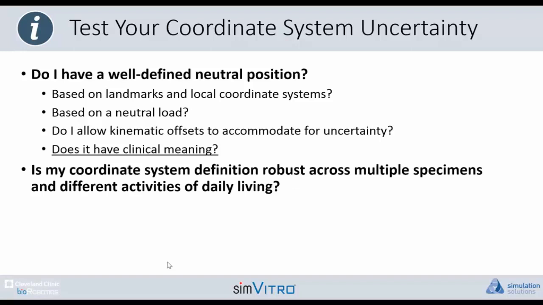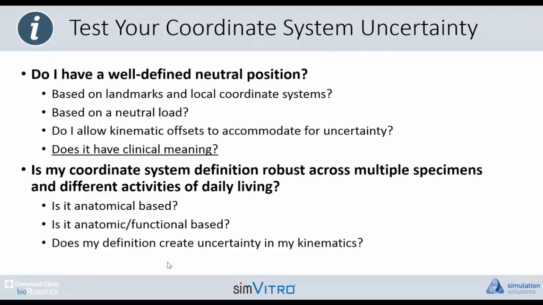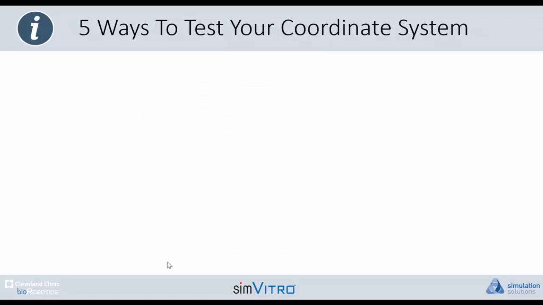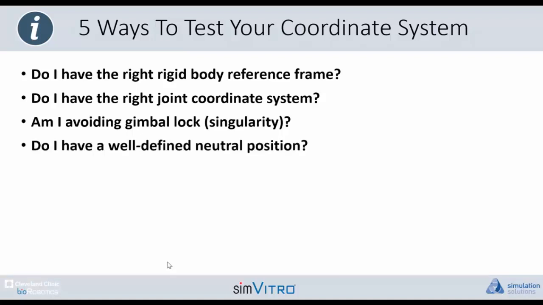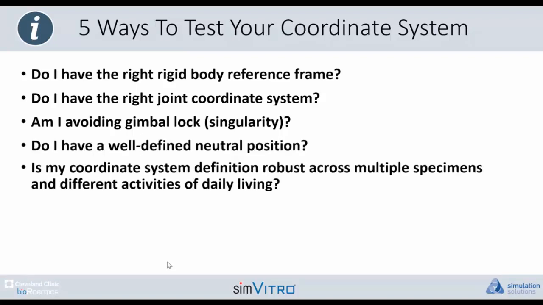And the last one, testing our coordinate system, is we need to make sure those definitions are robust across multiple specimens and different activities of daily living. Is that anatomical based? Is it functional based? And does that definition create uncertainty in your kinematics, and can you use functional coordinate systems to reduce that uncertainty? So we've gone through all 5 of them. I'm going to summarize them here to make it easy. We have the right rigid body reference frame, the right coordinate system, gimbal lock, well-defined neutral position, and that coordinate system definition. I want to leave it there for a second if anybody wanted to take a screenshot or something, just so they have those.